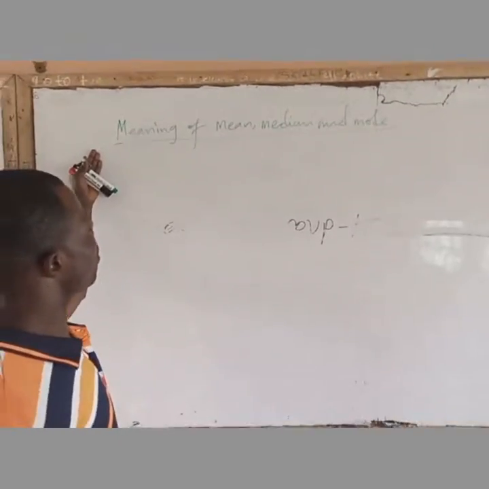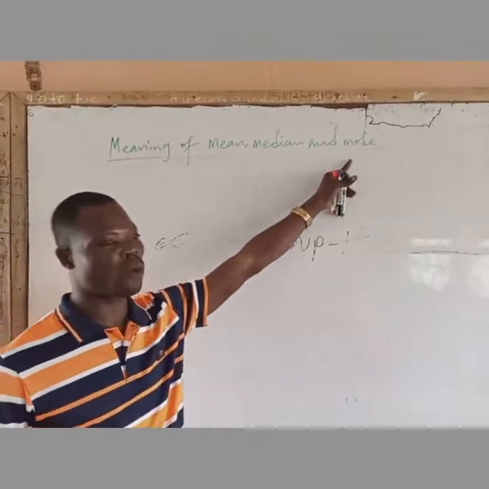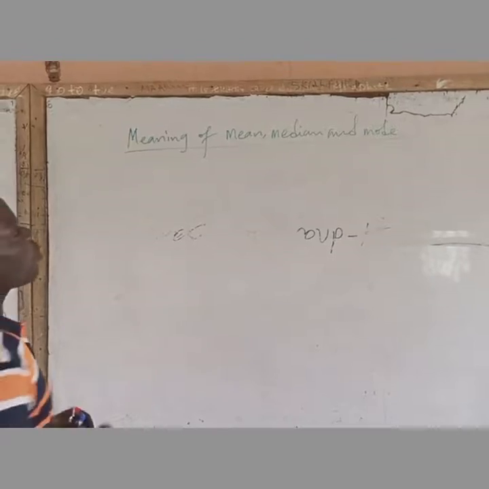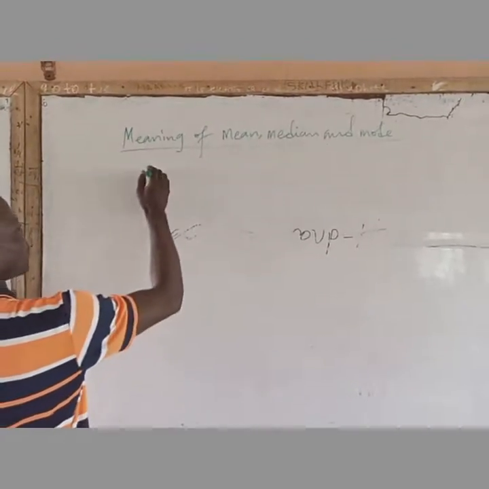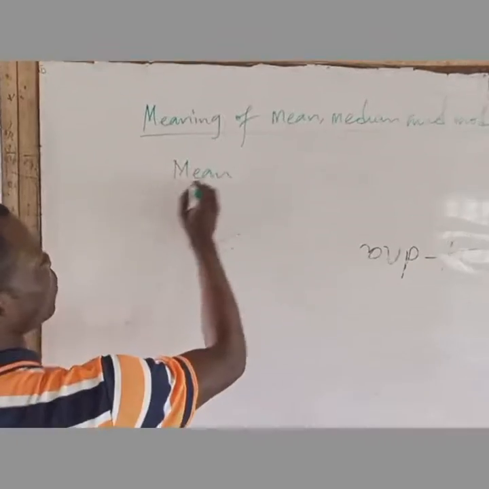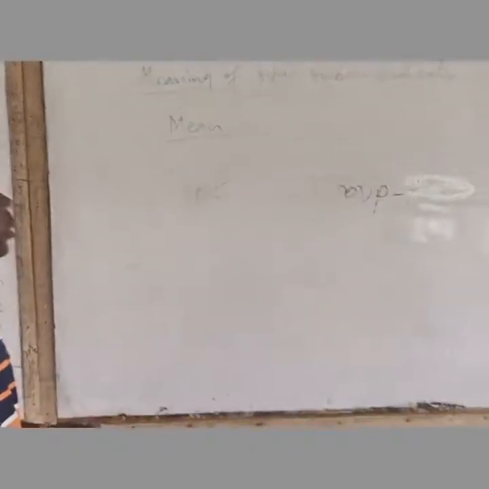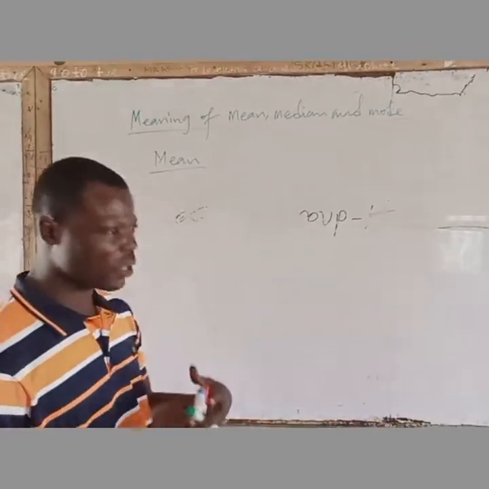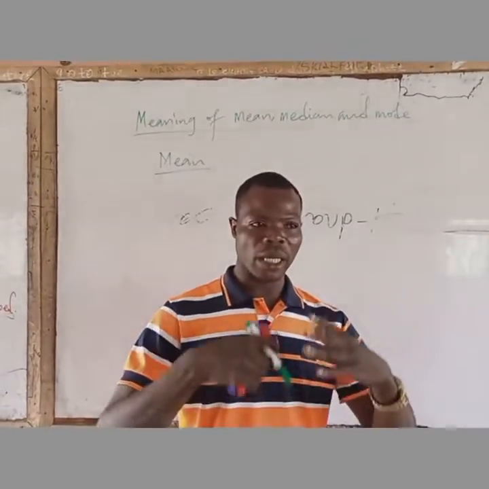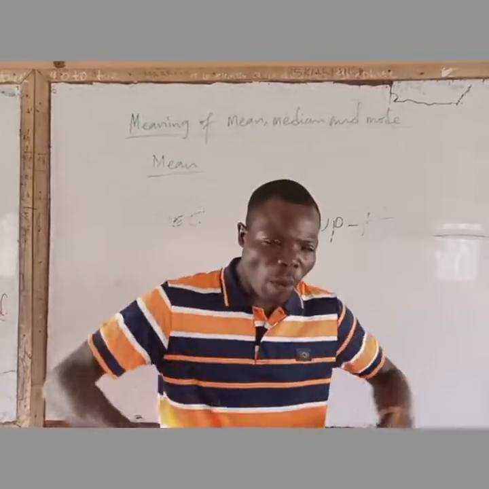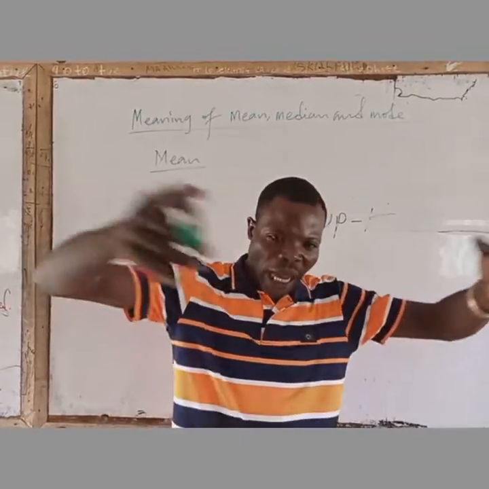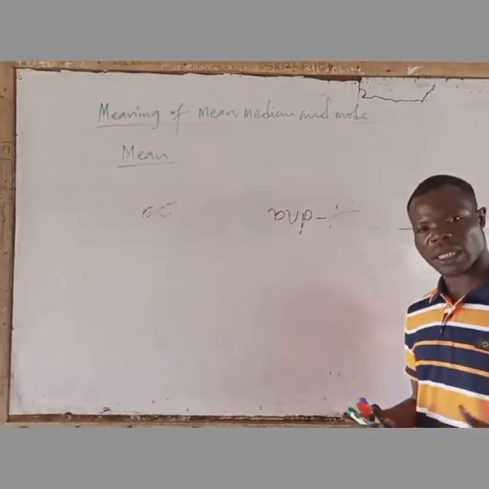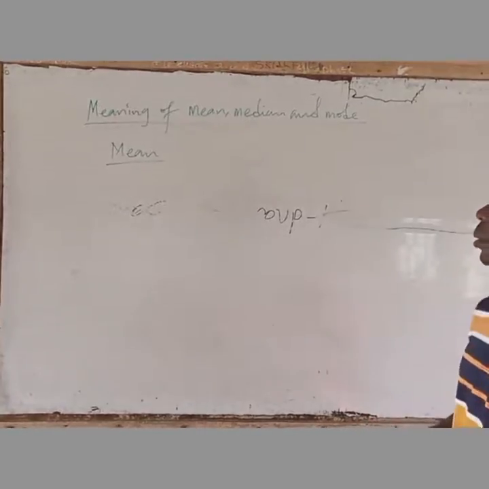The meaning of mean, median, and mode is the next thing we want to look at. So, what is the meaning of mean? The arithmetic mean of any given set of observations is obtained by summing up the entire population divided by the number of population.